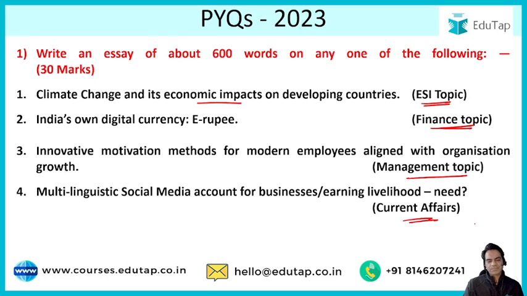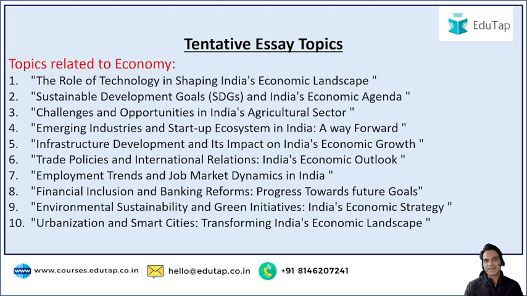So guys, looking at this, we can clearly see that there's a general trend where topics are mostly asked on either ESI or finance, or let's say science and technology, or management based, something related to current affairs, right? So these are the themes that we can work out here. So let's understand what could be the 50 tentative topics for your exam in the next year.